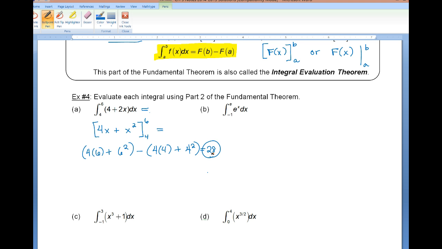All right, next one. For the next one, did you see the x squared over 2? Oh, hold on, wait. What's the antiderivative for e to the x? Just e to the x.